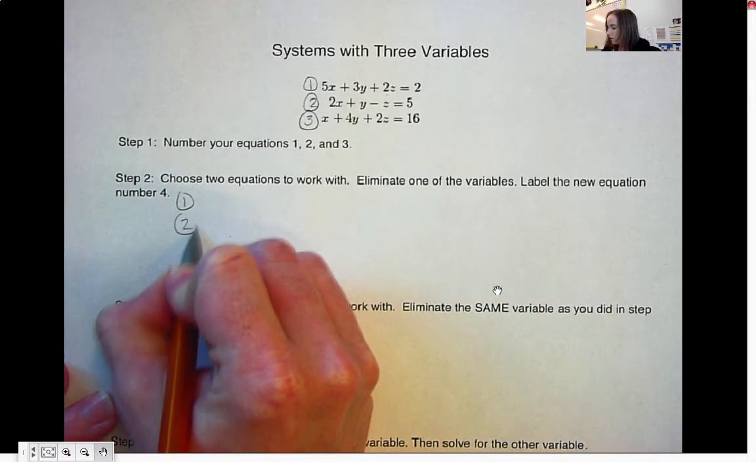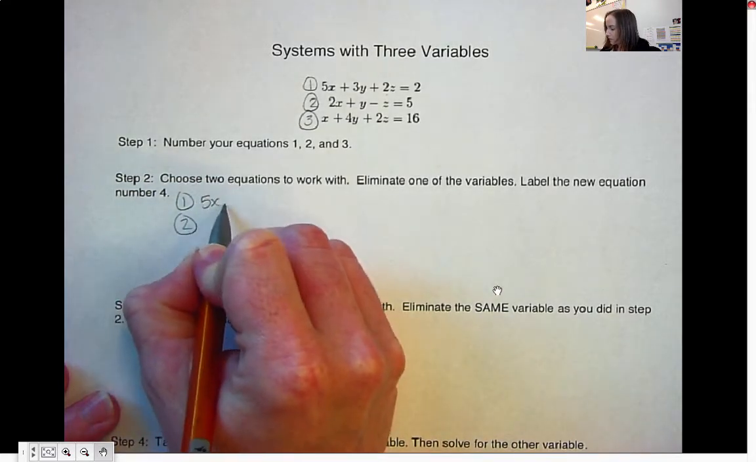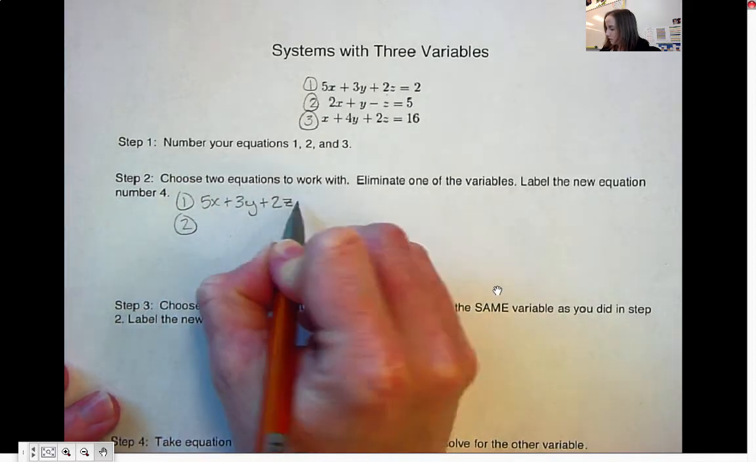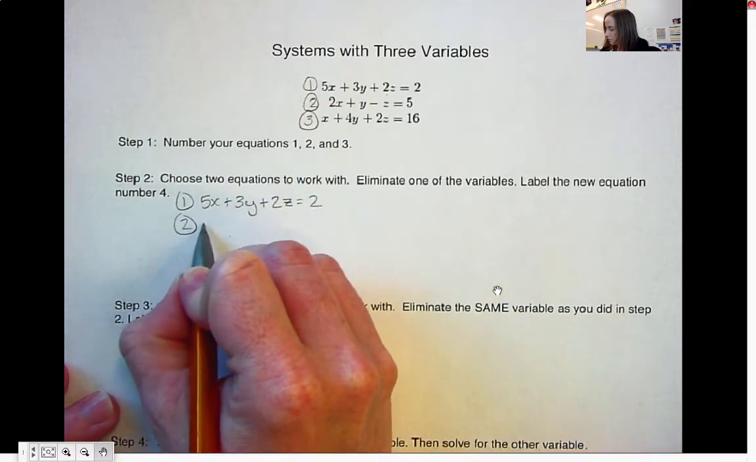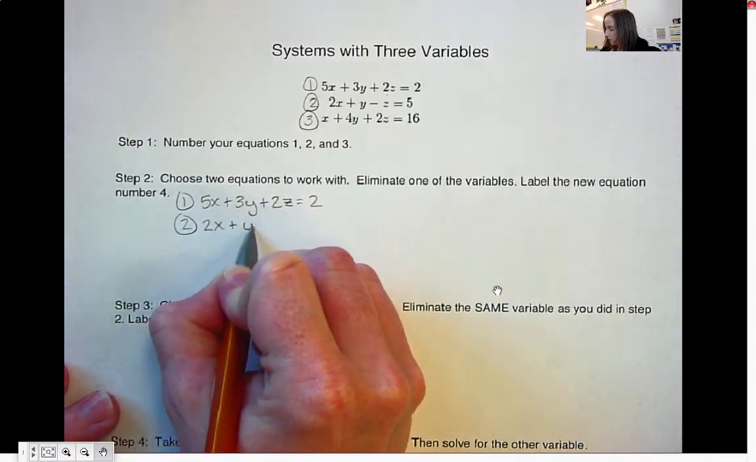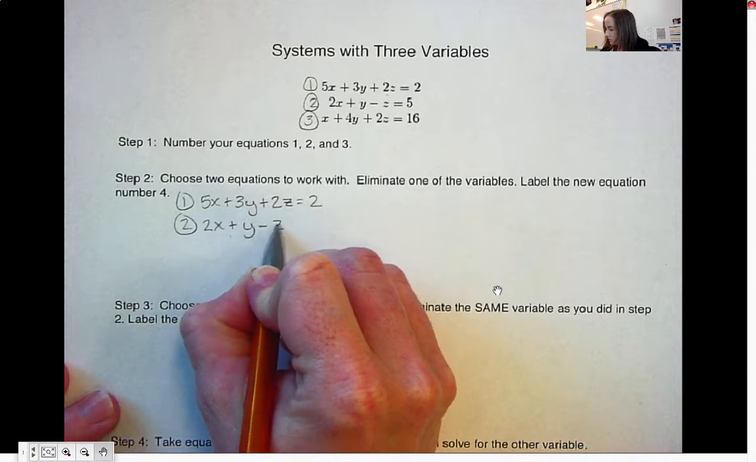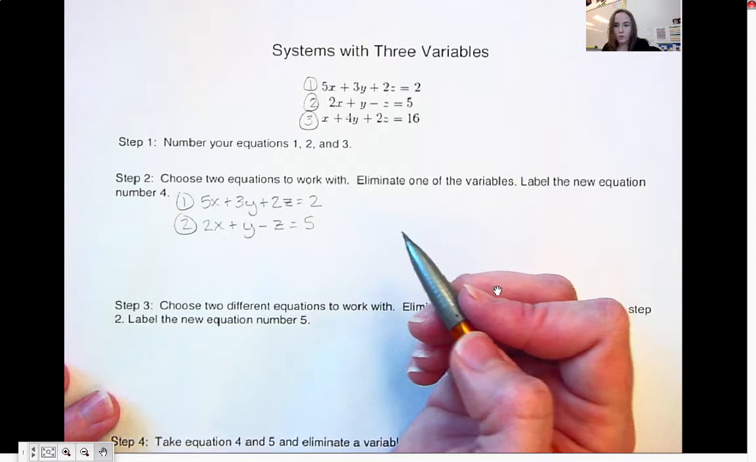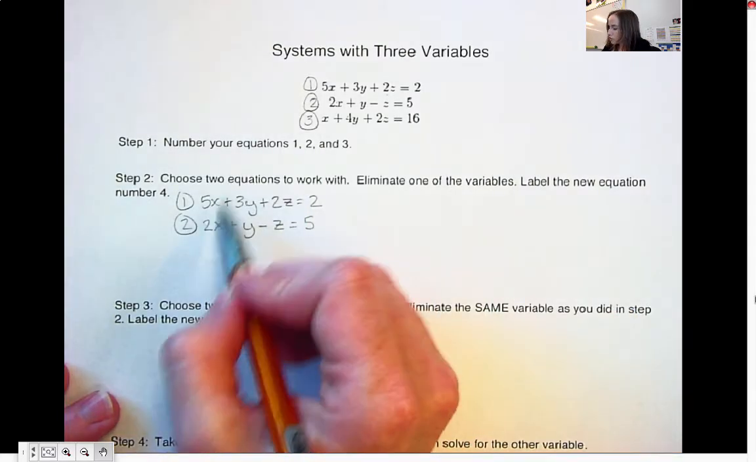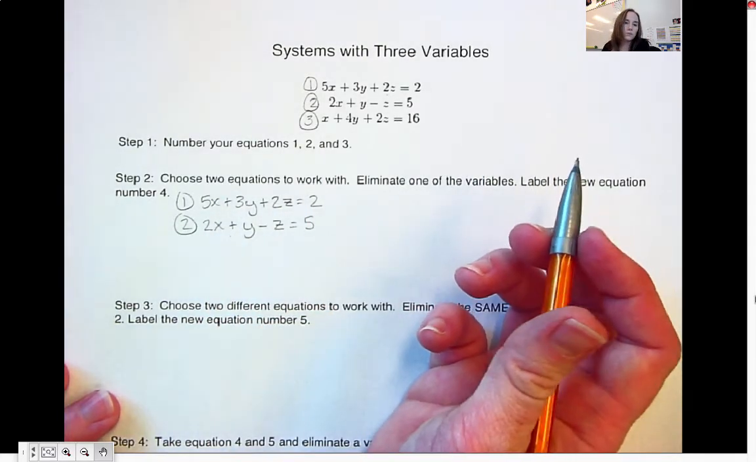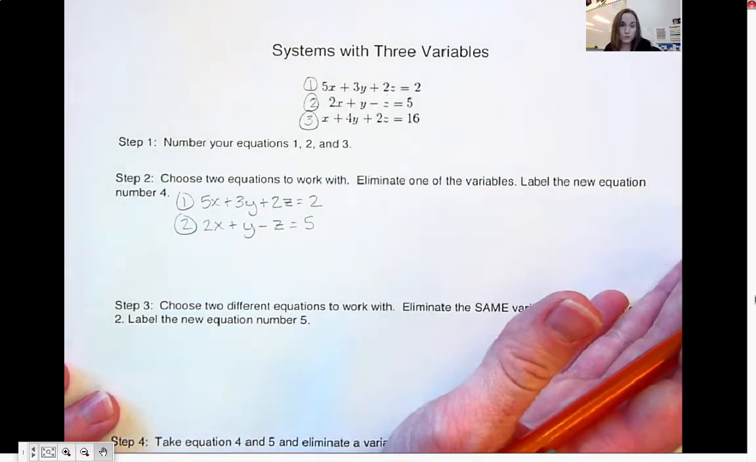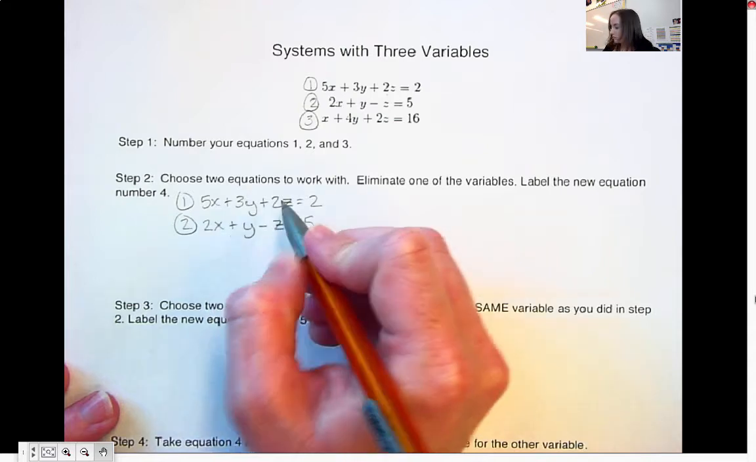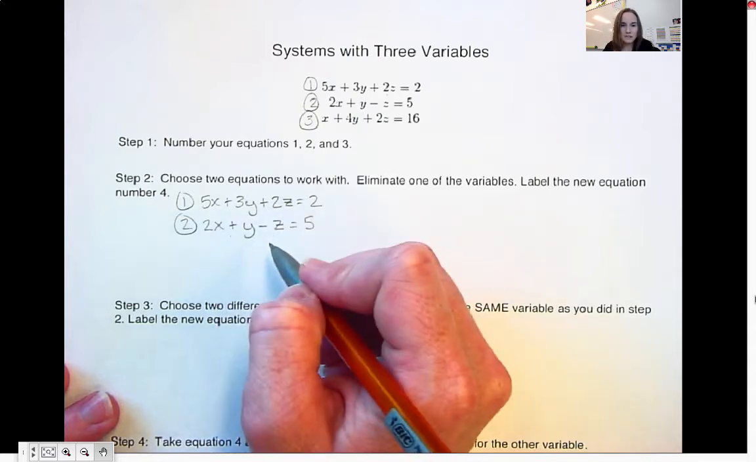and number 2, and I want 5x plus 3y plus 2z equals 2, and I need 2x plus y minus z equals 5. I want to eliminate one of the variables here, so you look at all of your choices and determine which one you think would be the easiest. It does not matter which one you do. I am going to do the z. I'm going to eliminate z.